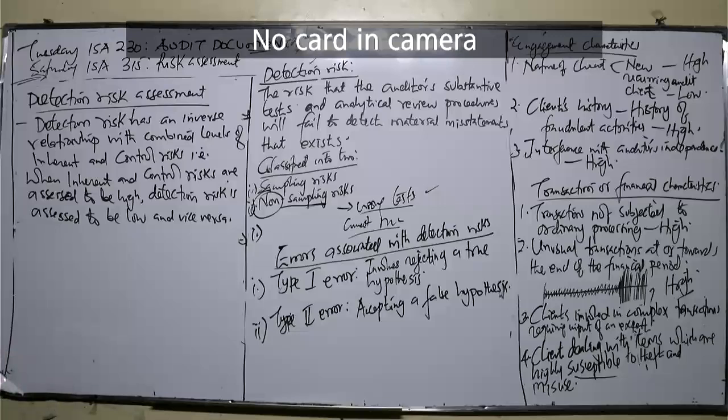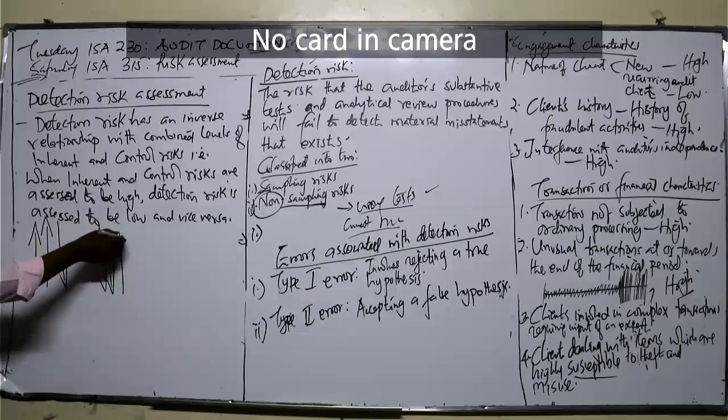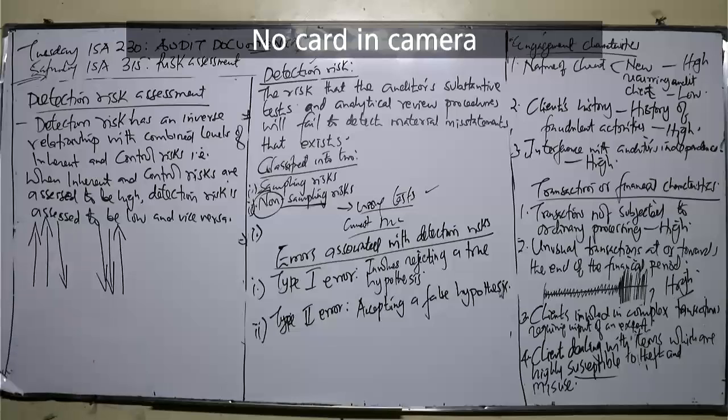So we're saying inverse relationship. When inherent risk is assessed to be high, control risk is assessed to be high, detection risk will be assessed to be low. Inherent risk is assessed to be low, control risk is assessed to be low, detection risk will be assessed to be high. How does it happen? When is inherent risk high? Management lacks integrity. Management are not experienced.